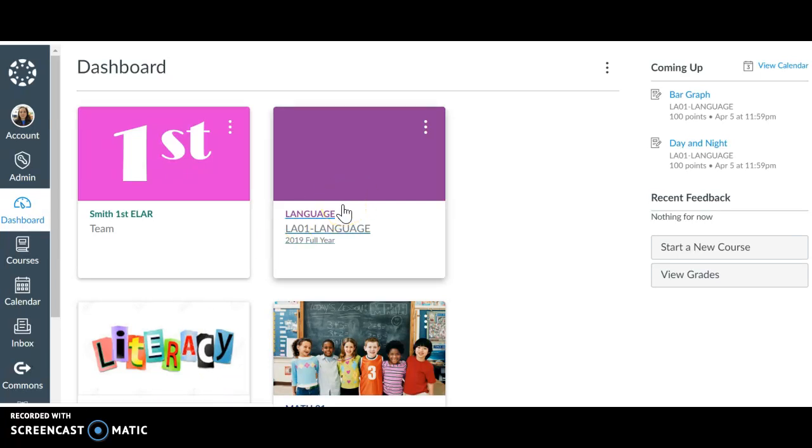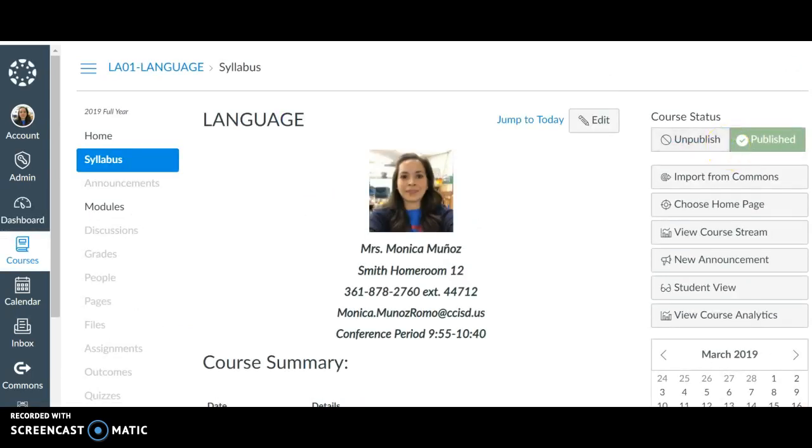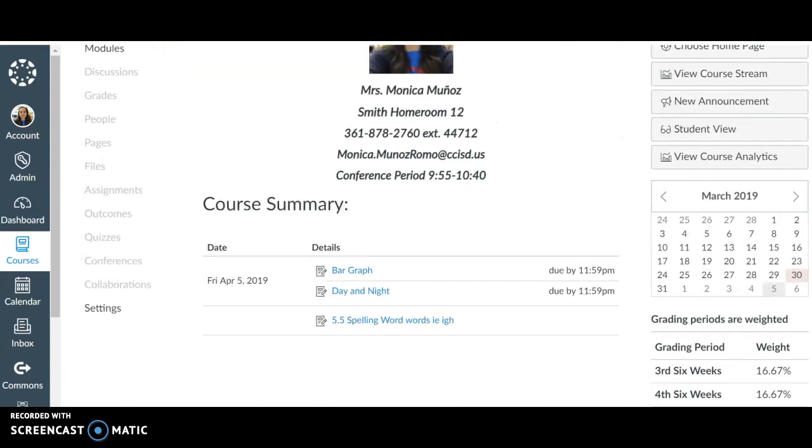The first one that I want to share with you is the one that I'm using in Canvas. So the students already know how to log into Canvas. They know that they need to go to the language tile. So I'm going to show you what I have. This is what they see. I erased the one that I used last week.